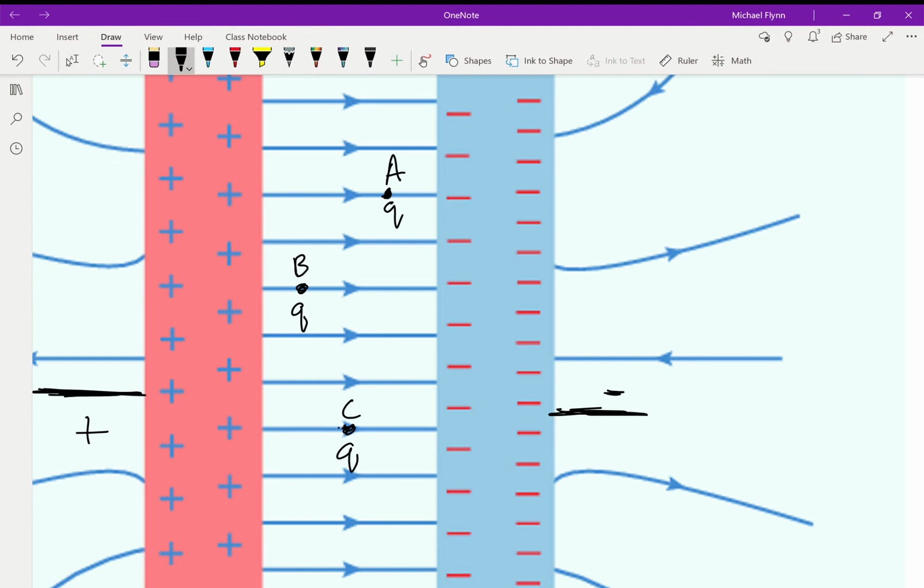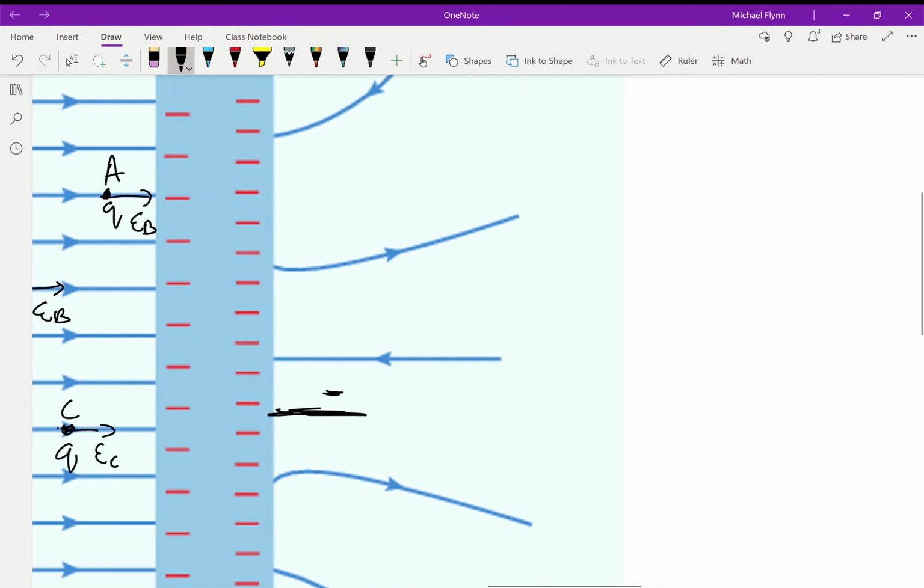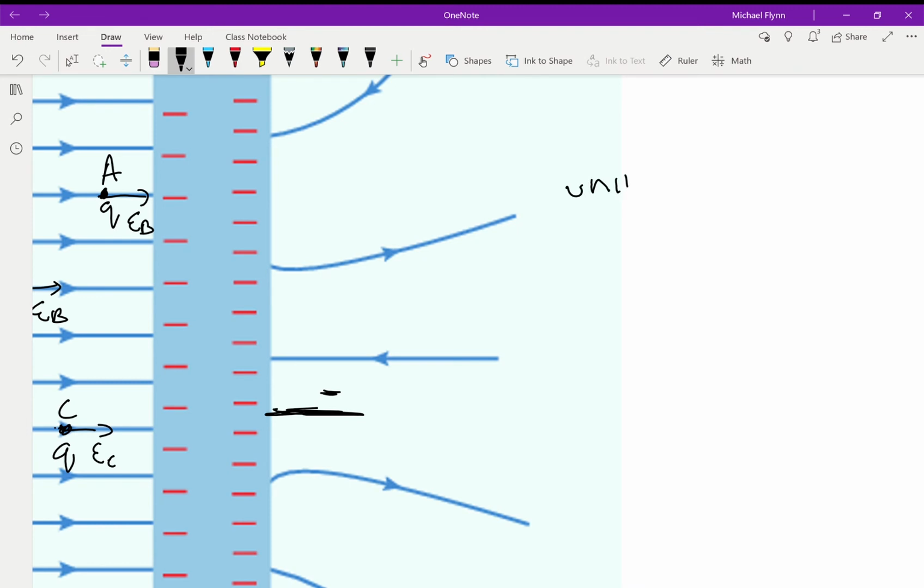Now here's the thing. The fields E_A, E_B, and E_C, they're all the same. Okay? So because it's uniform, it means that the field is the same everywhere. Okay? So E_A equals E_B equals E_C. It's all the same. Okay?